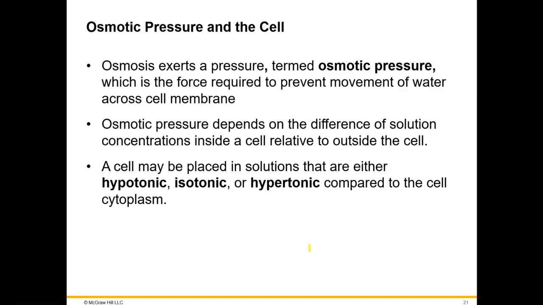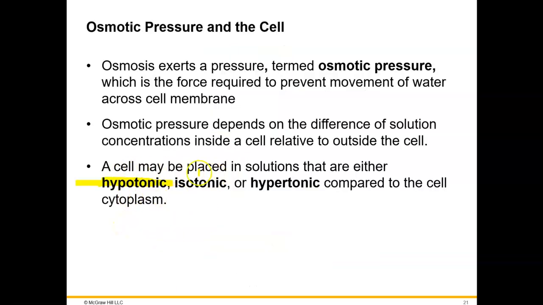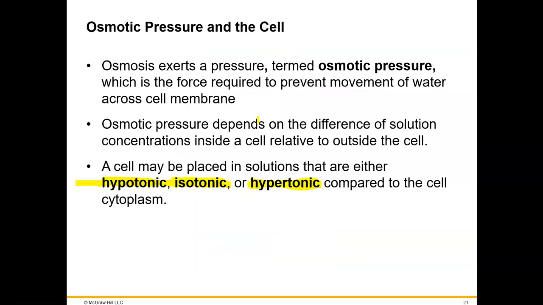So osmotic pressure builds up when there is a difference in solute concentration across the membrane, inside and outside the membrane. So if a cell is placed in a hypotonic solution, that's like this. If this tube with the 3% salt solution inside is a cell, and it's placed in this beaker of distilled water, that distilled water is hypotonic in comparison to the fluid inside of the cell. If the concentration of solute is the same inside and outside the cell, we say the solution is isotonic. And if the concentration of solute is higher outside the cell, we say it's hypertonic. The solution inside of our tube is hypertonic compared to the solution in the beaker. And the solution in the beaker is hypotonic compared to the solution in the tube.